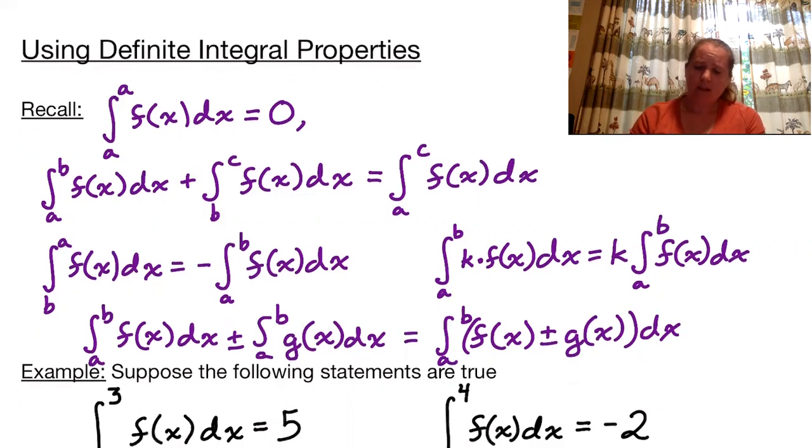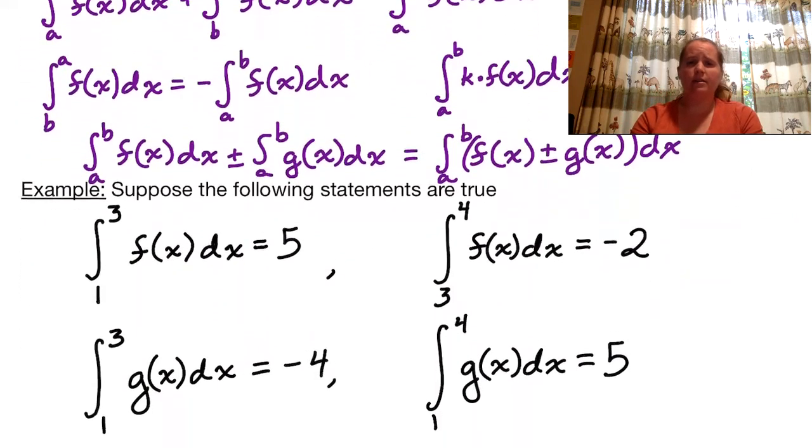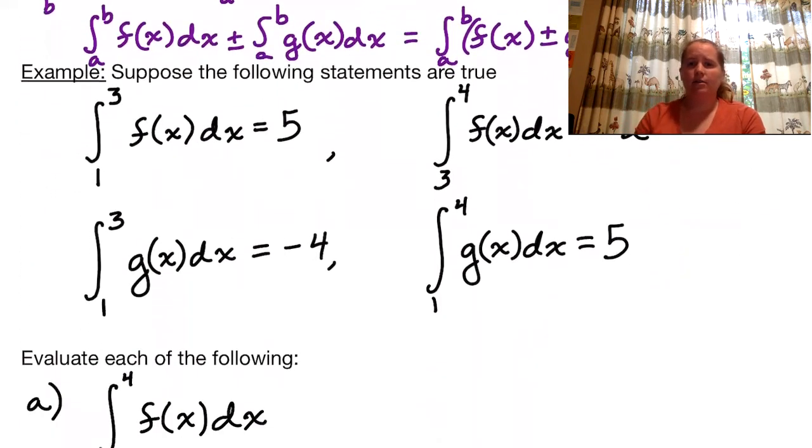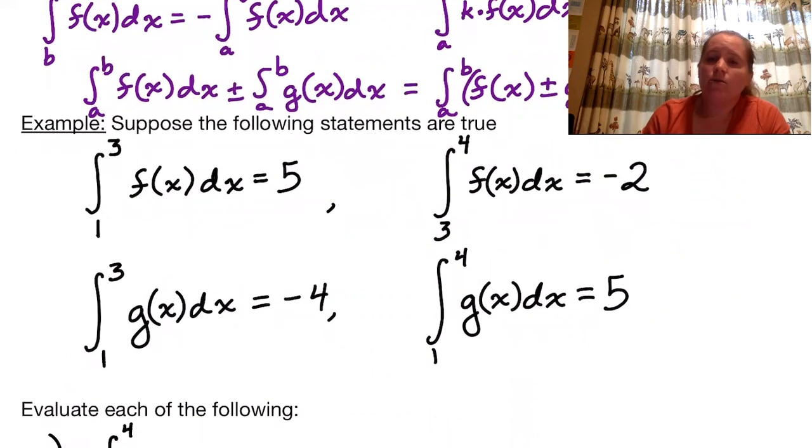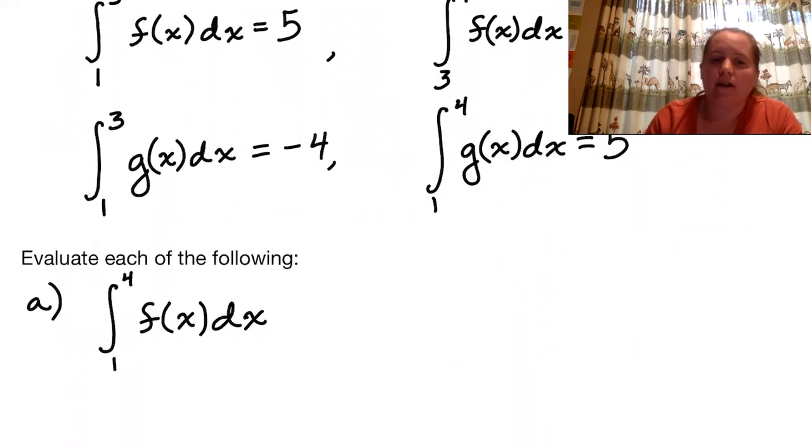So using those, let's go ahead and suppose that the integral from 1 to 3 of f of x dx is equal to 5. The definite integral from 3 to 4 of f of x dx is equal to negative 2. The definite integral from 1 to 3 of g of x dx is equal to negative 4. And the definite integral from 1 to 4 of g of x dx is equal to 5. And our job is to use that information to evaluate a variety of definite integrals.